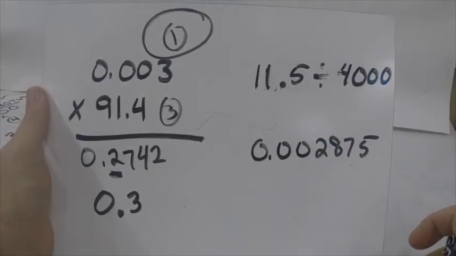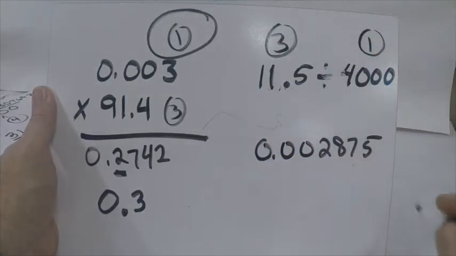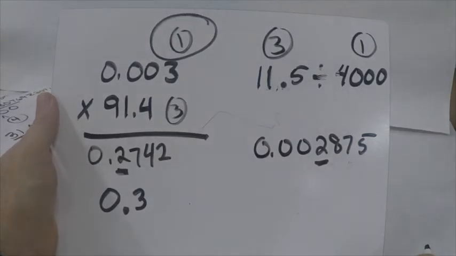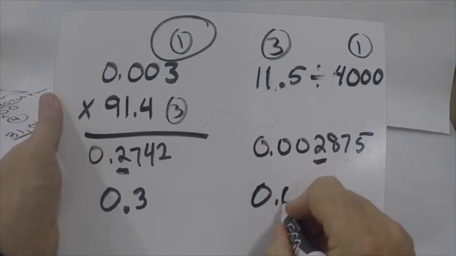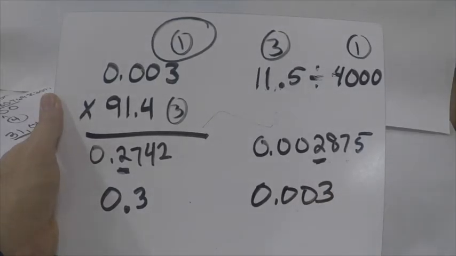On the next one, I've got 3, and once again, I only have 1. So my answer can only have 1 significant digit in it, so it would be 0.003. Again, another 3.